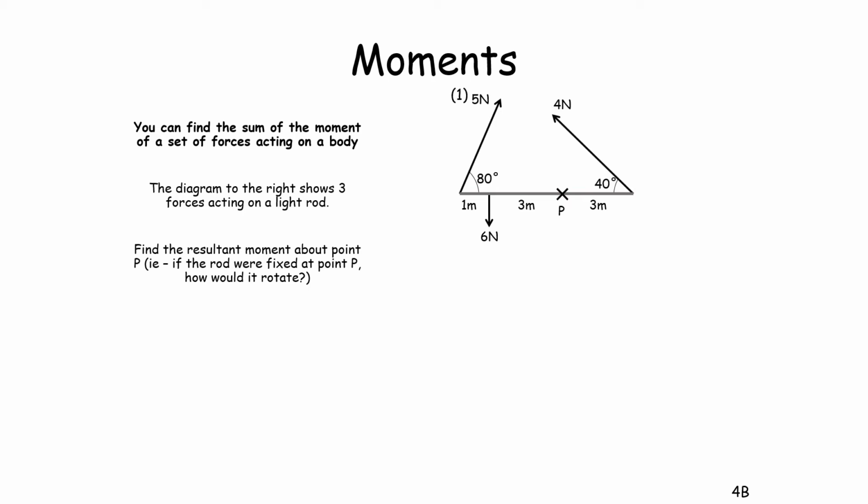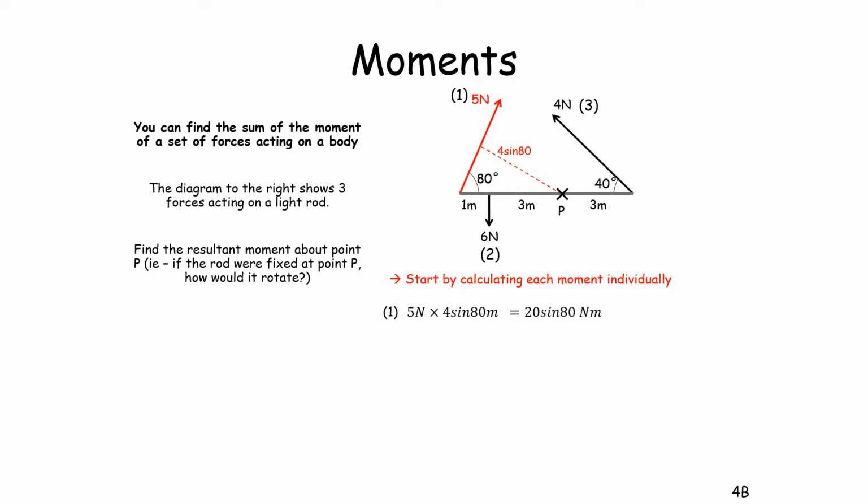We'll call these force 1, 2, and 3. Before we do any calculation, we need to work out the perpendicular distance from point P. This length here is 1 meter, another 3 meters, so that will be 4 meters, and we need to make a right angle here because it has to be the perpendicular distance. So it will be 4 sine 80, because you've got an angle of 80 degrees here. So 20 sine 80 Newton meters, and that will go clockwise.